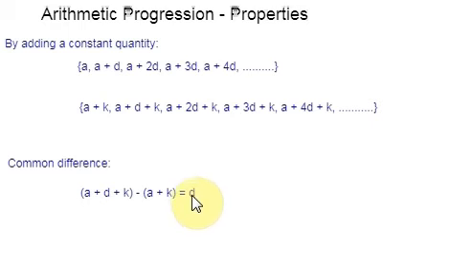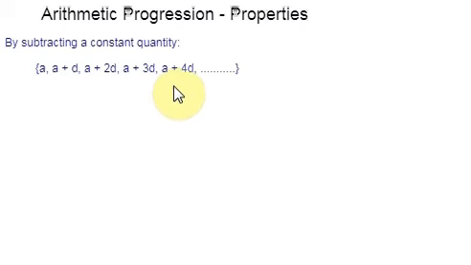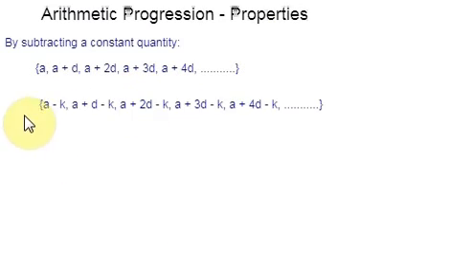Okay, let me show you the same concept by subtracting a constant quantity. Let me take the same arithmetic progression. If a constant quantity k is subtracted from each term of this arithmetic progression, then we will get a minus k, a plus d minus k, a plus 2d minus k, a plus 3d minus k, and it keeps on going. So the first term of this sequence is a minus k.